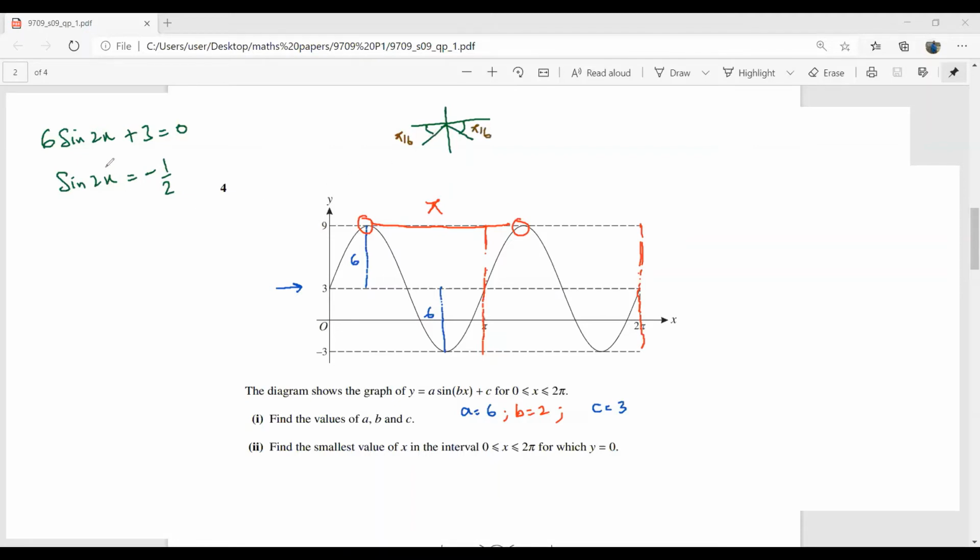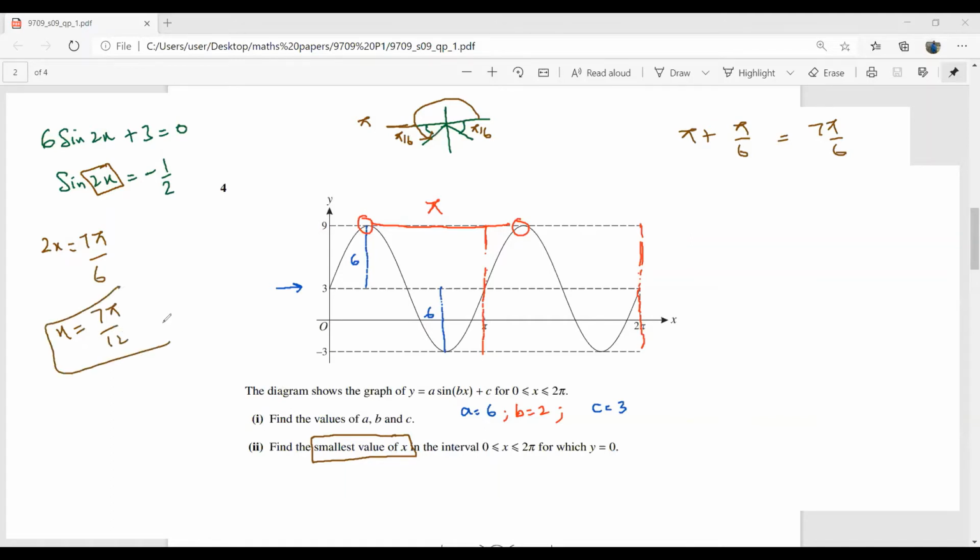Normally we change this 2x with alpha, but since we have to find the smallest value, I will not go into much detail here. I would just take the very first value, which is going to be 7 pi by 6. Up to here you have pi, and this is going beyond pi. This is pi plus pi by 6, that gives you 7 pi by 6. So this 2x is 7 pi by 6, so your x is 7 pi by 12.